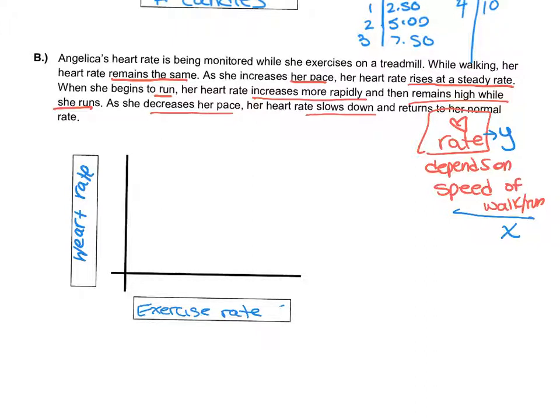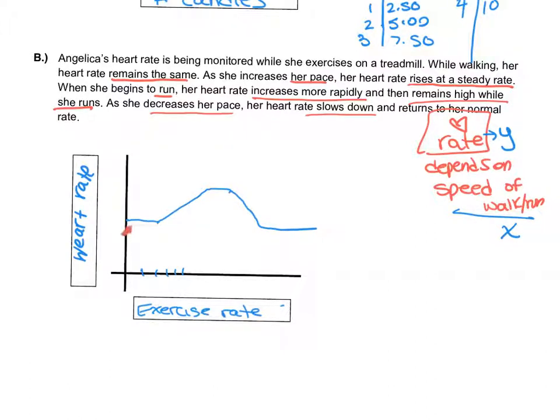So she's on a treadmill. As she's walking, it's going to stay the same. As she increases her pace, so as this goes up, she increases more rapidly. So it's kind of going to go up a little. And then it remains high while she's running. And then as she decreases, it starts slowing down until it remains constant.